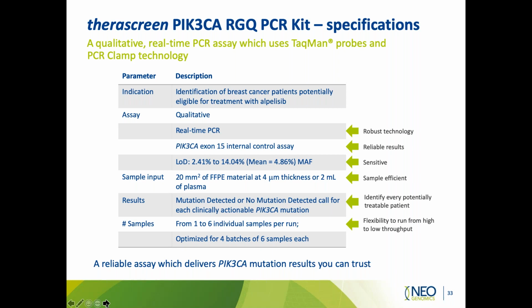So it's a robust PCR-based technology. It's qualitative, giving reliable results. It's relatively sensitive, with a 5% mutation allele frequency. The samples are very practical. It's a test that's linked to the study that proved the efficacy of the drug, so it identifies every potentially treatable patient, and it's very flexible in terms of laboratory throughput. Next.